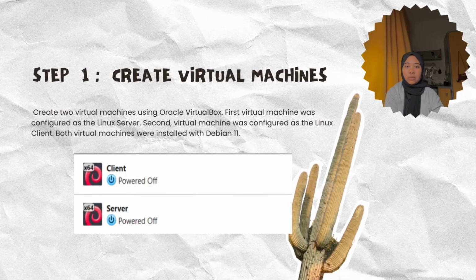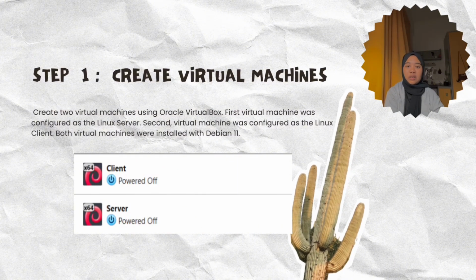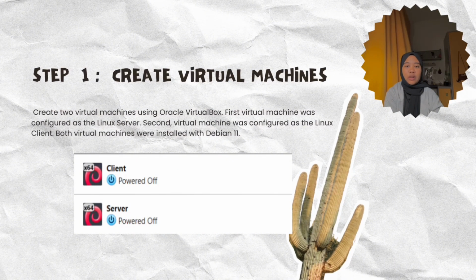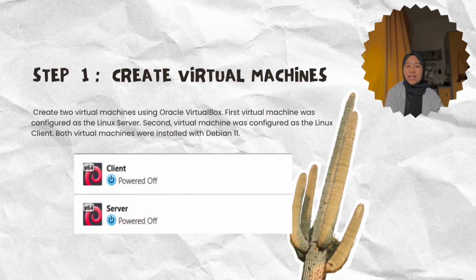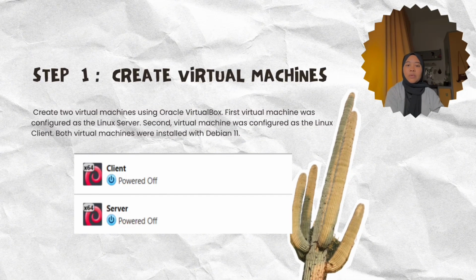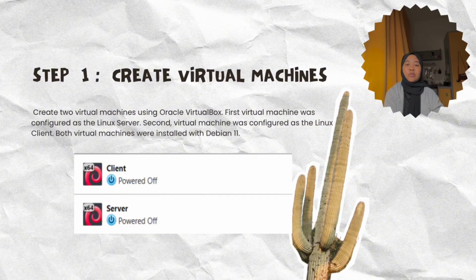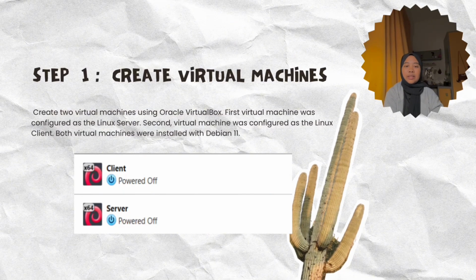Using 2 virtual machines allows us to simulate a real client-server environment, where the server provides network services and the client connects to access those services. This setup serves as the foundation for the next step, including configuring the network, installing the web server, and testing the connection between the client and the server.